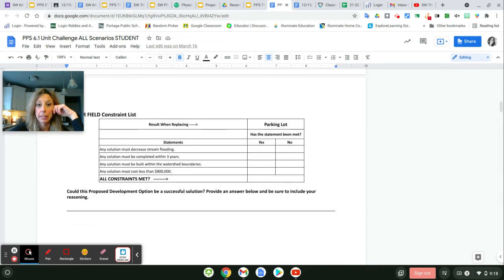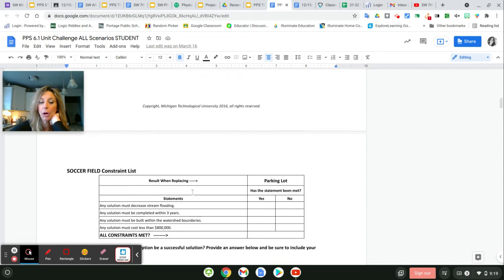Here are the constraints. So these are the yeses and nos. Any solution must decrease stream flooding. Like, there's no negotiation there. Any solution must be completed within 3 years. So they've given that as a constraint. Can't be a super long-term project. Any solution must be built within the watershed boundaries. So it's got to be within the land that's been given right around the stream. And any solution must cost less than $800,000.